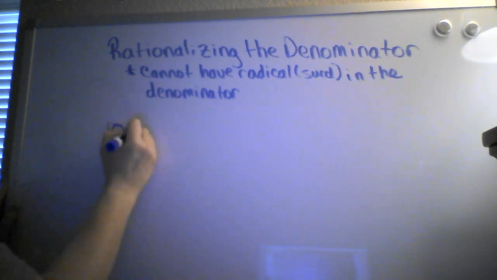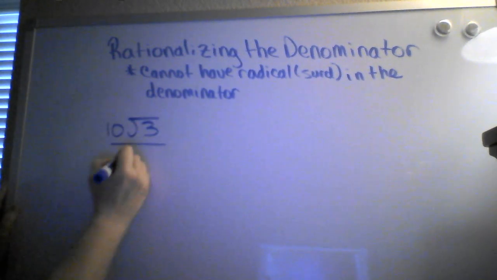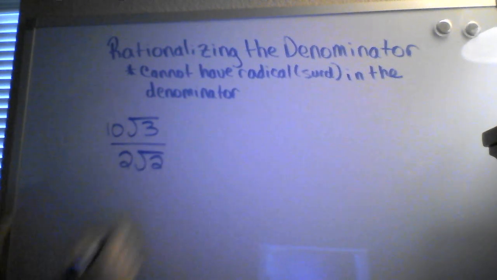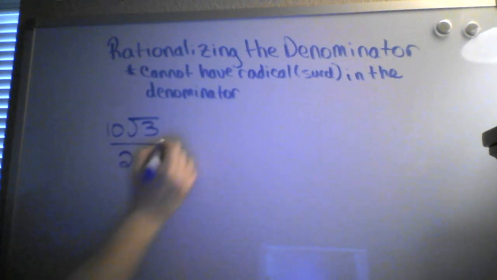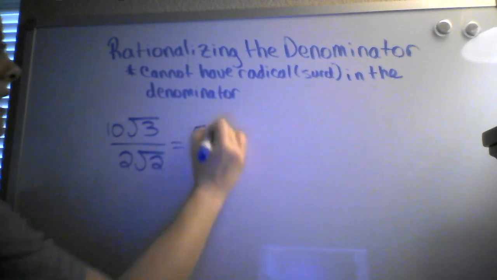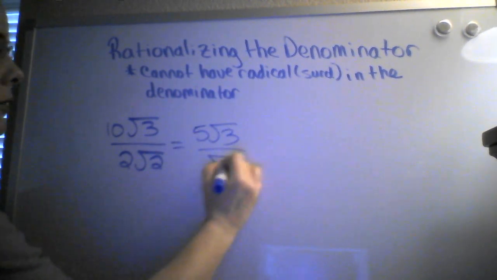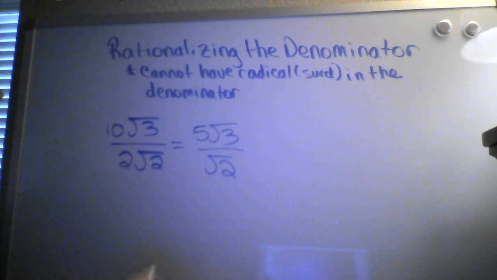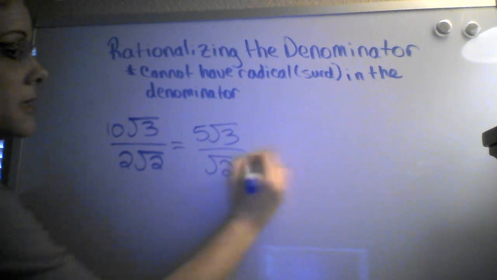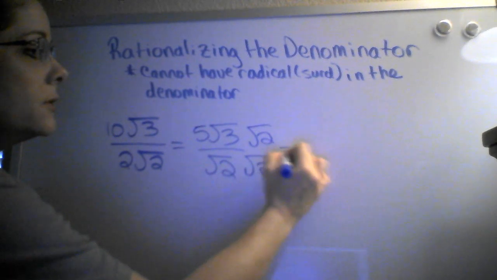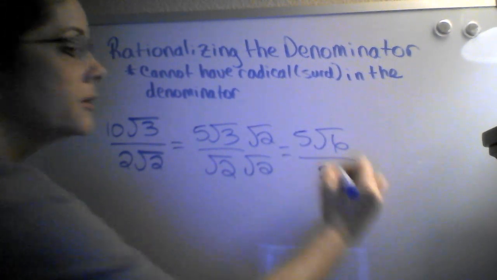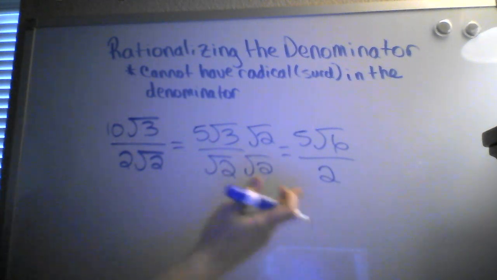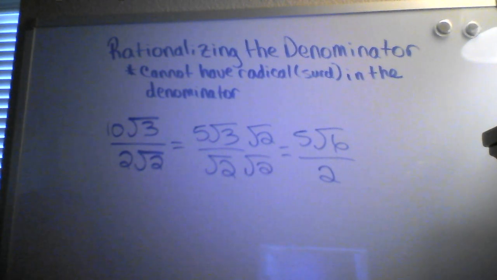Okay, 10 radical 3 over 2 radical 2. Now in this problem, I could go ahead and reduce the 2 and the 10 because they're outside the radical. So that gives me 5 radical 3 over radical 2. I can't have a radical in the denominator, so I multiply the top and the bottom by radical 2. That gives me 5 radical 6 over 2. And I can't reduce anything here, can't reduce the radical or simplify the radical, so this one is done.